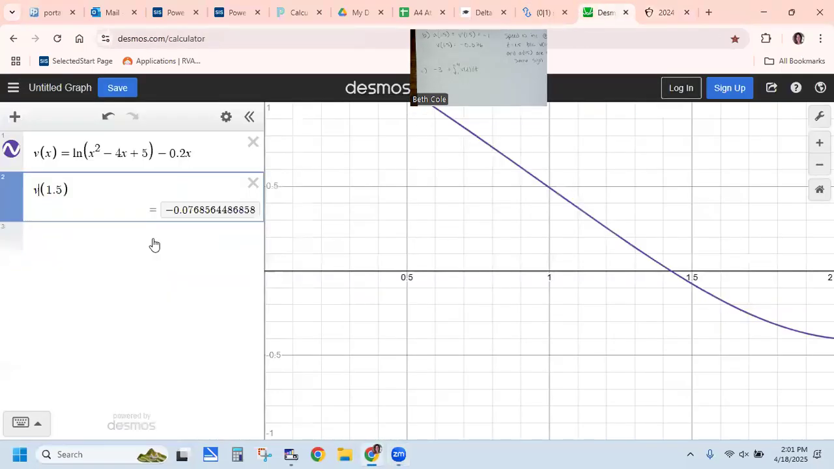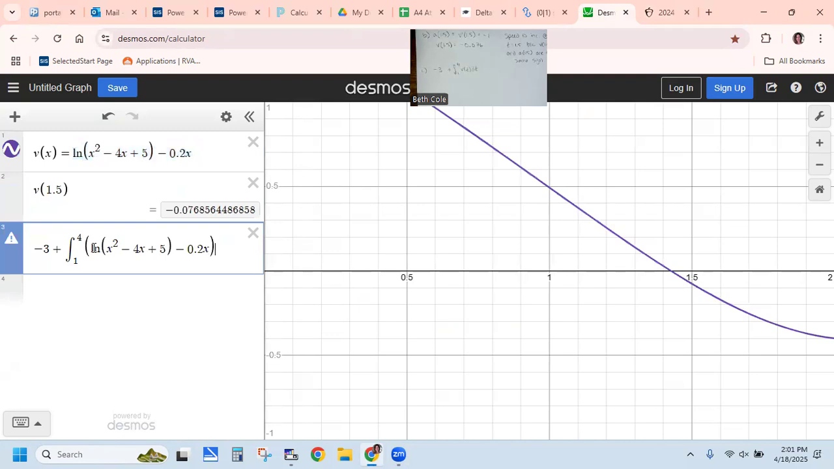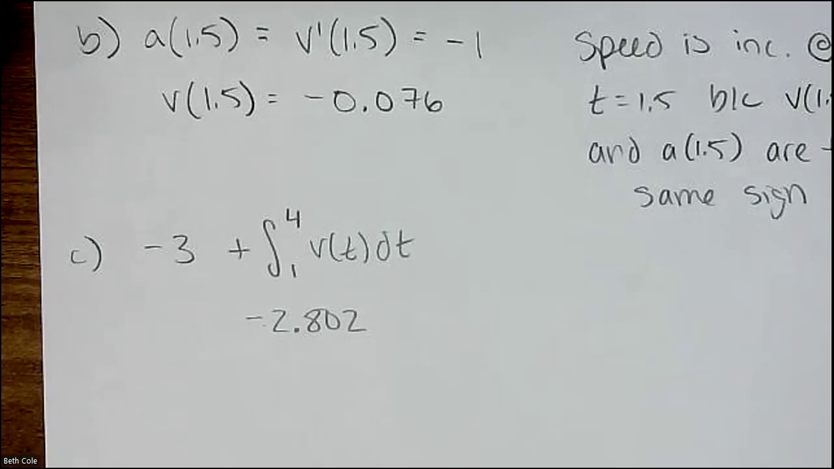So this is going to be -3 plus int 1 to 4. Now I can go ahead and copy over my velocity, then put dx at the end. -2.802. And sorry, what was your question over there? That's what I did. I just copy and pasted it. Oh, I still needed to share my screen.